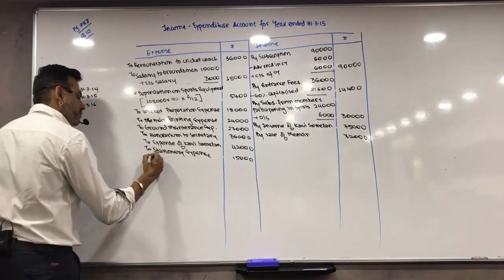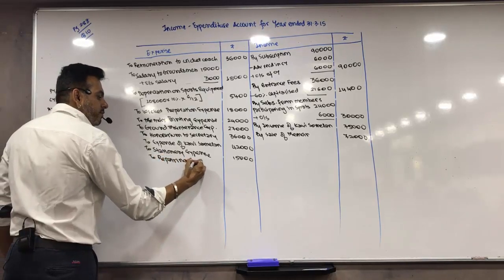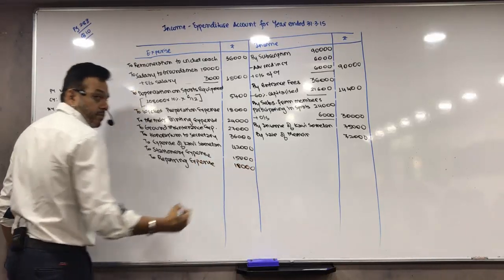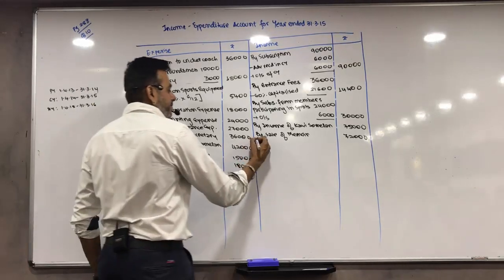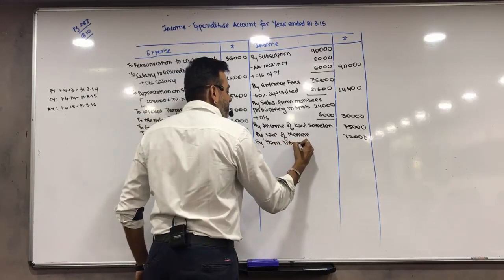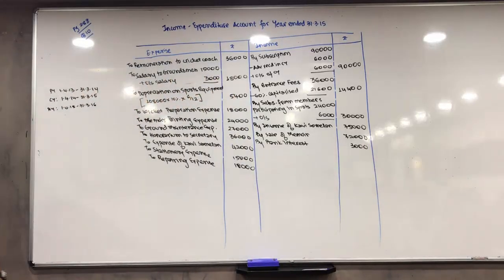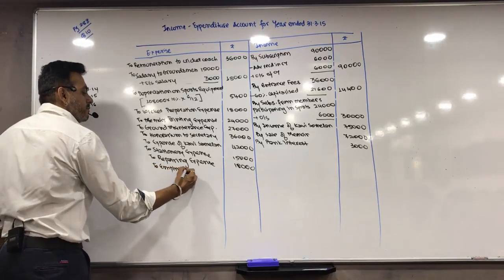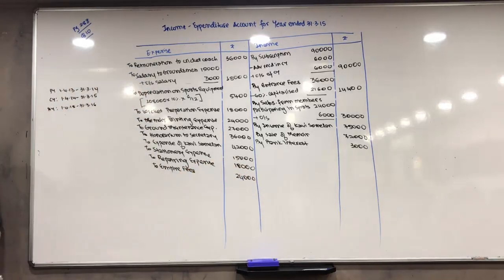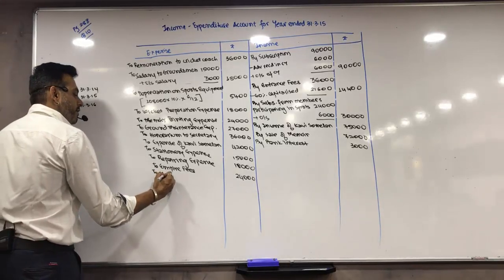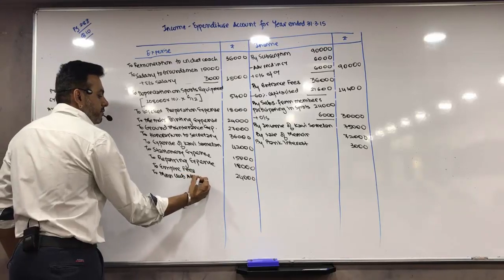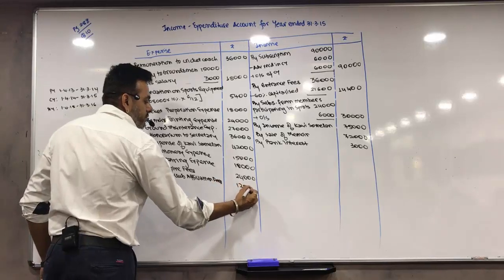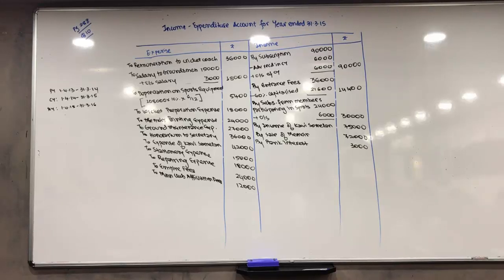Repairing expense 18,000. Bank interest received 3,000, by bank interest received 3,000. Tournament expense, no. Umpire fee 24,000. Main club affiliation fee 12,000. To main club affiliation fees 12,000.